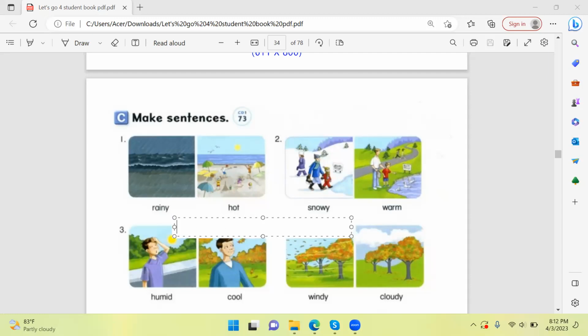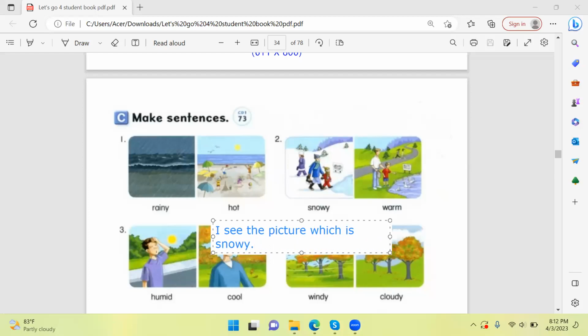Very good. How about this one? Can you please read the sentence? What picture is this? Snow. Okay, very good. It's snowy. Can you please read this one, the sentence? I see the snowy picture. Okay, very good. How about this one? It's warm here. Okay, it's warm here.